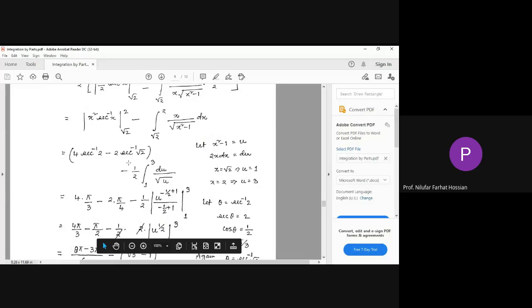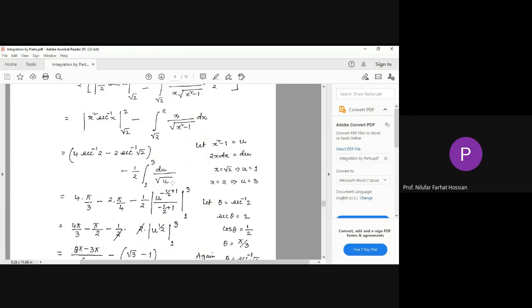So in the next step, you just put down the limits. It will be 2 square. 2 square means 4 for the upper limit, sec inverse 2, minus lower limit, root 2 whole square means 2, sec inverse root 2. And then perform this integration.